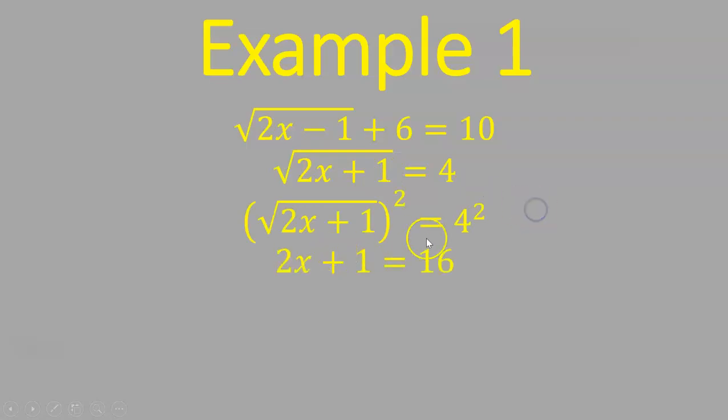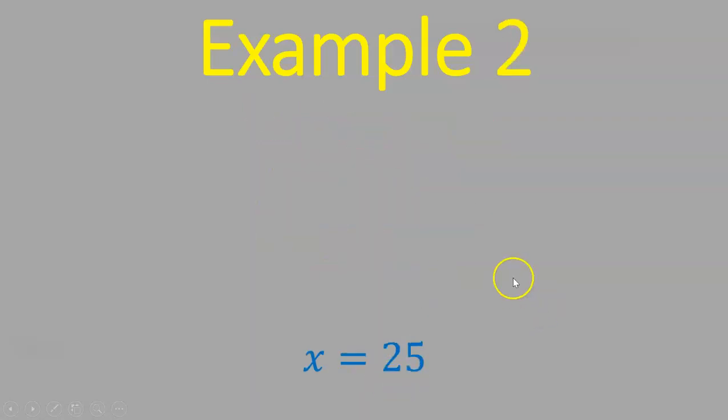That voids the radical, but the consequence is we squared the 4. And now naturally, step 3, we're going to isolate x. So we get 15 over 2. Do have to watch out sometimes for values that make the radicand negative when you plug them back in, but we're okay here.